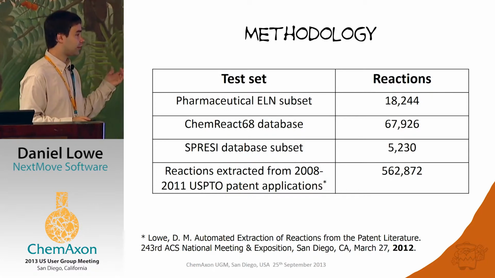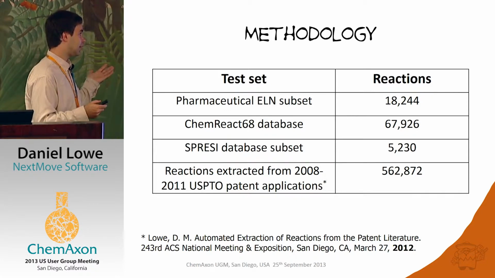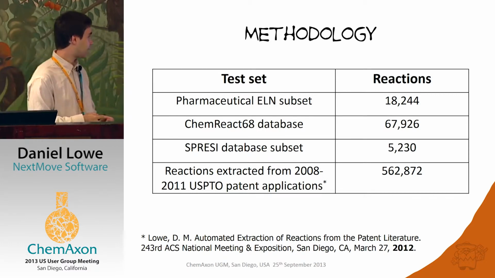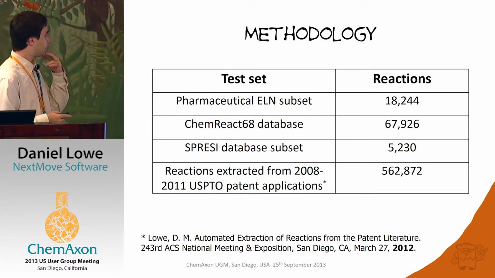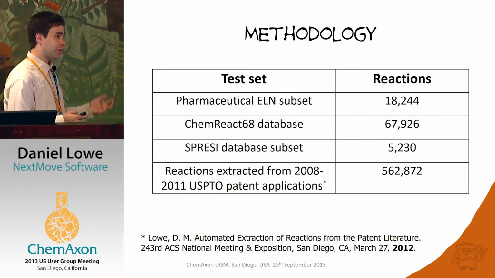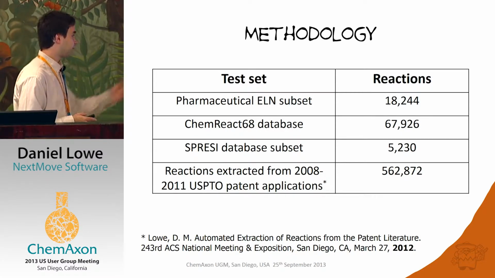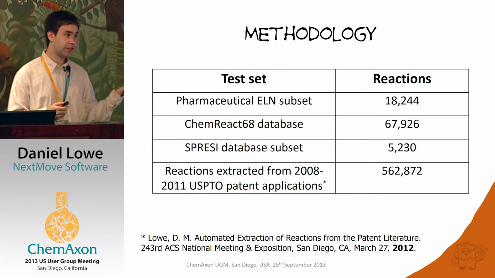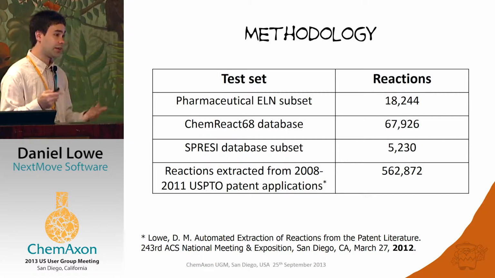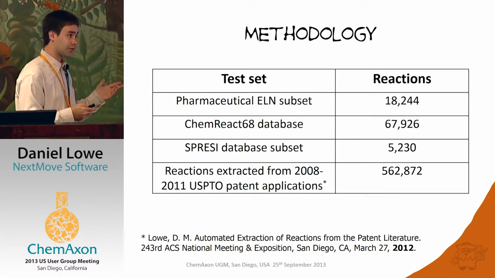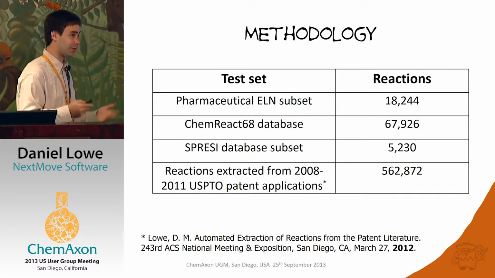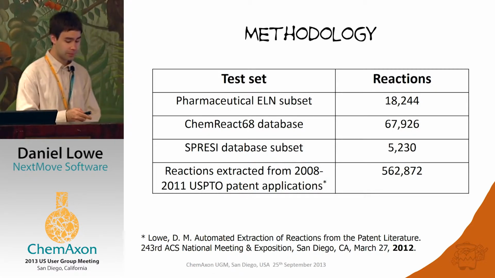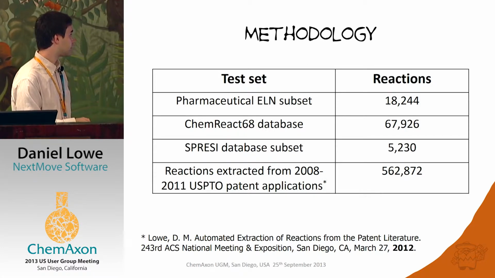So we use 4 different sets to evaluate performance. One of them is a pharmaceutical ELN set, and 2 of them I think are provided by, come from Infochem. So one of them is this ChemReact database, and one of them is part of the SPRESI database. And then finally we use this 500,000 reactions which come from the US patent literature extracted by text mining. And I'll be showing examples from that set because it's publicly available, whilst the other ones are proprietary databases. So all the examples come from that.